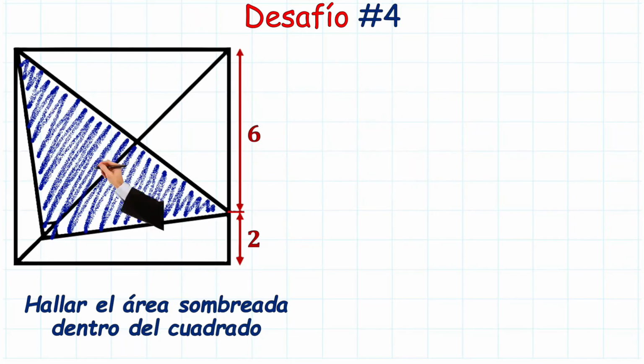Hello friends, look at this fascinating exercise we have here. Let's solve it. We need to find the shaded area of the figure. Over here it tells us that the side of the square is 8.